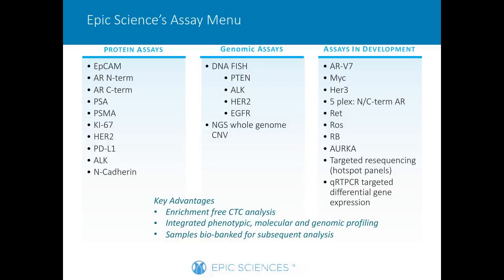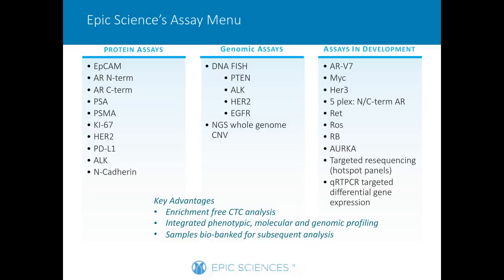PSA, we have PD-L1, which is a particularly important marker in immunotherapy. We can target E-cadherin expression on the cell surface, which is a common EMT marker. Or we can look for genomic rearrangements, which are associated with tumor suppressor loss or oncogenesis, like PTEN loss, HER2, ALK. Most recently, we launched a whole genome sequencing copy number variation assay, and this is doing low-pass whole genome sequencing to look genome-wide for tumor suppressor loss or oncogene gain.